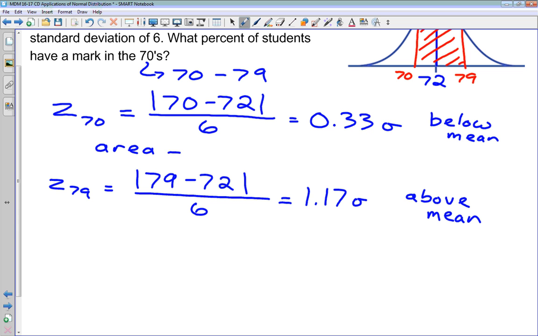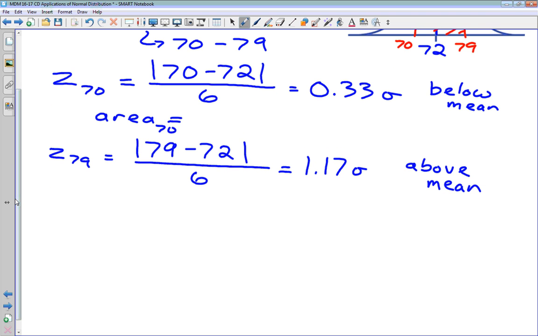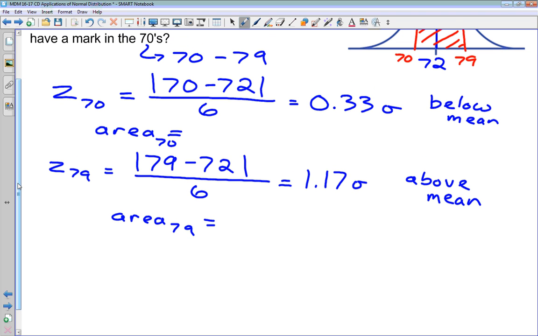So now we would go to our table and get our area associated with our mark of 70 and our area associated with our mark of 79. So looking this up in the table, we get 0.1293 for our z-score of 70 and 0.3790 for our z-score of 79.